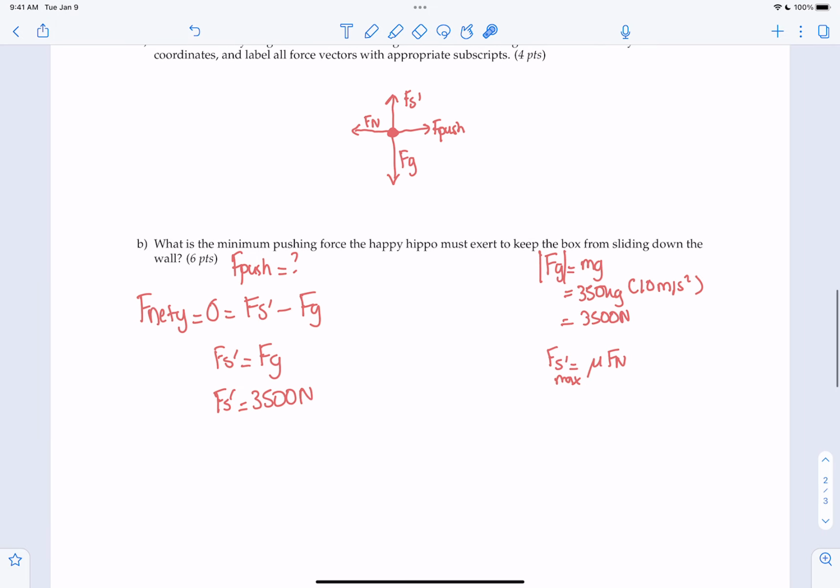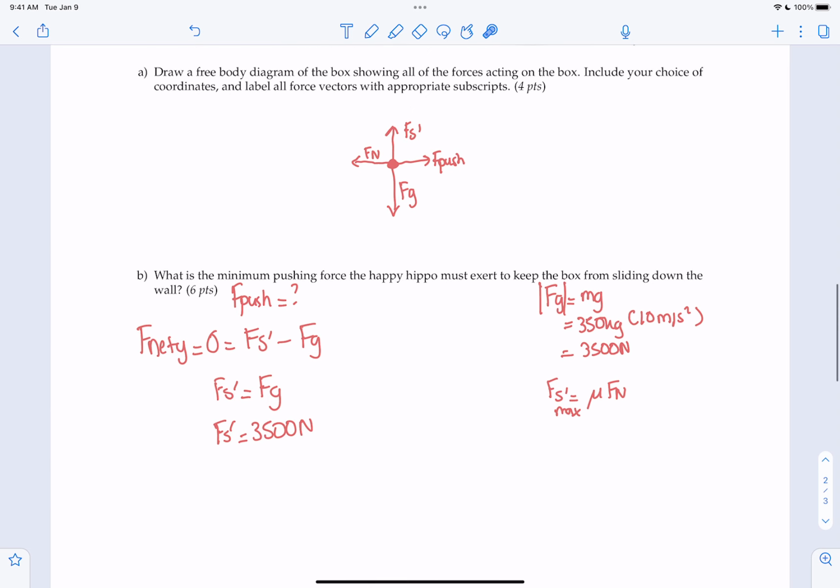But yeah, in this case, Fs technically would have to be smaller at every single, or almost every single, interval, just because this would be our maximum static friction force. So there's minimal static friction forces, right?